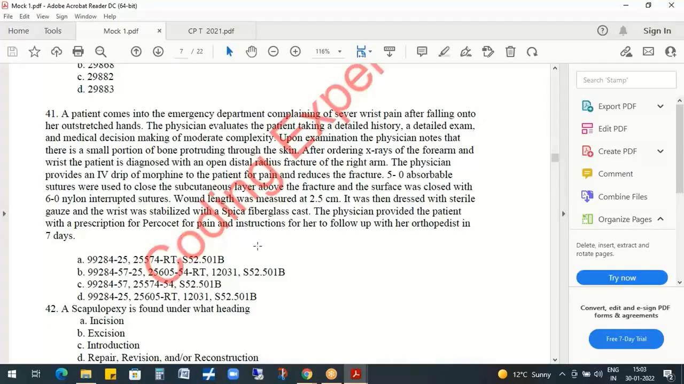Then they are performing the 54 modifier. Why? Because they are guiding you. You can see here, the physician provided the patient with a description and instructed her to follow up with her orthopedist. He is referring to the orthopedist. You can go and read the 54 modifier. Understood here?